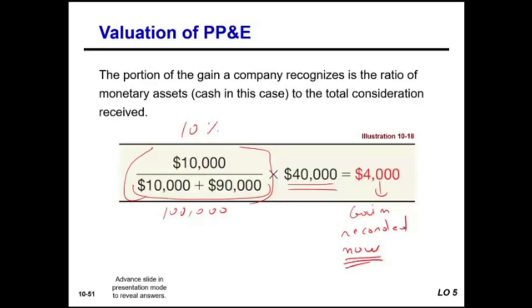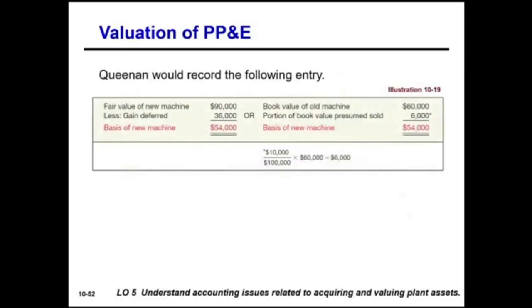So if we recognize 4,000 now, how much is left? 36. Would that gain evaporate? No, it's going to be deferred. How do we defer a gain? By reducing the cost of the new machine. Okay, so the basis of the new machine is the fair value of the new machine minus the deferred gain, which is 90,000 minus 36,000, so the basis is 54,000.